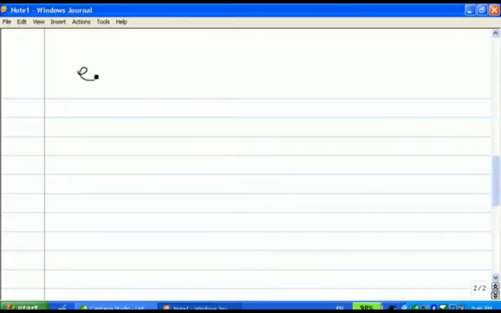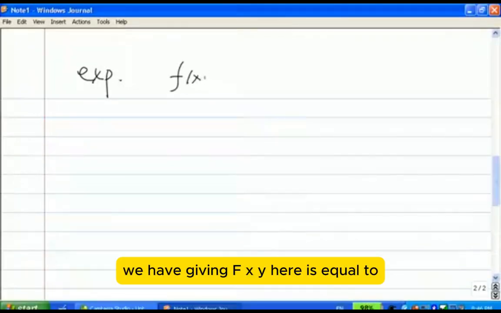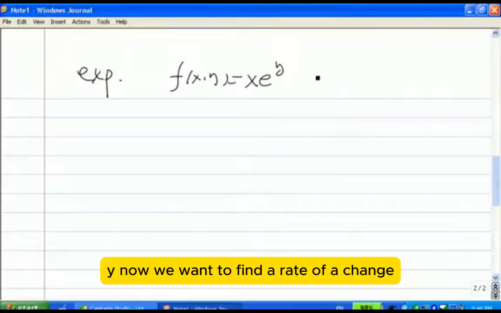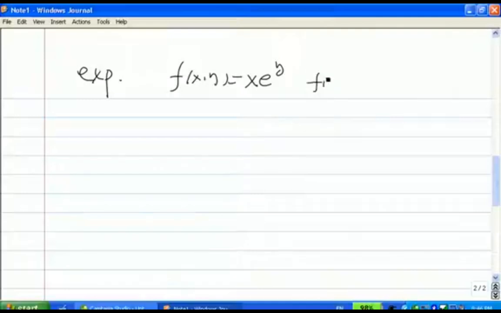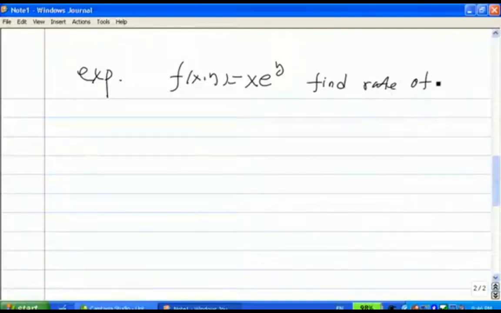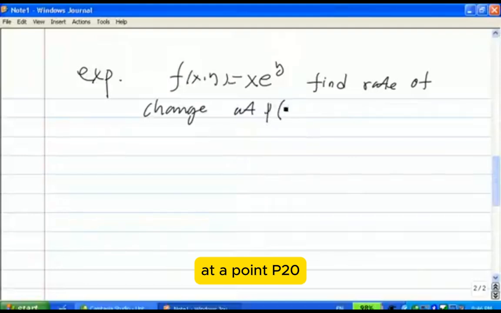Okay, example. We have given f(x,y) equal to x e to the y. Now we want to find the rate of change at a point P (2, 0).